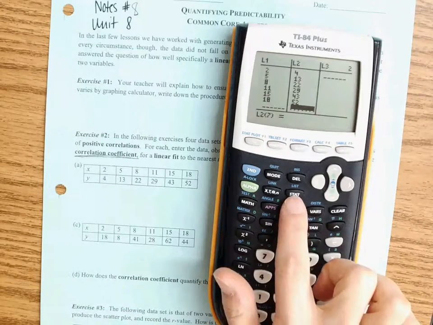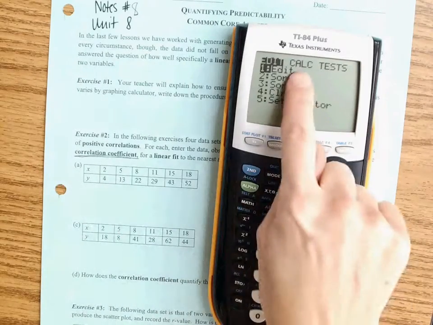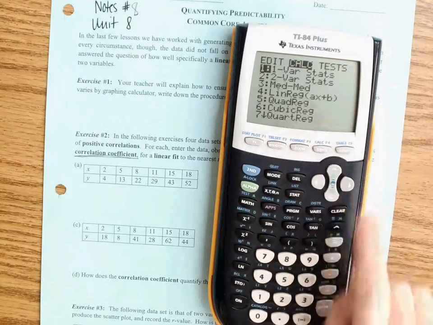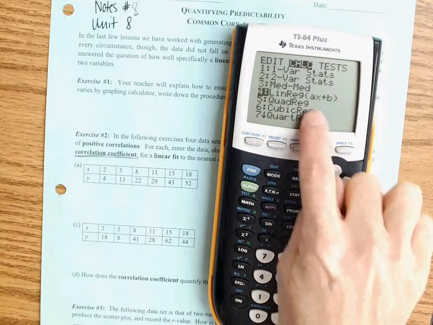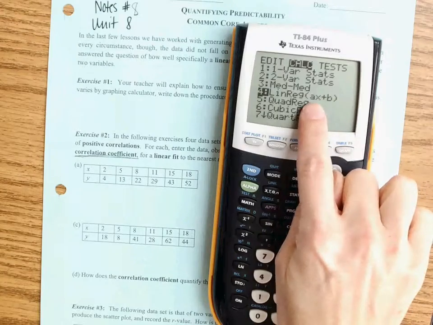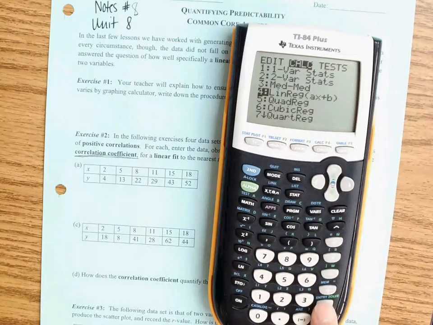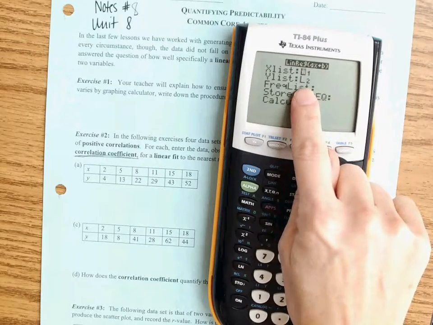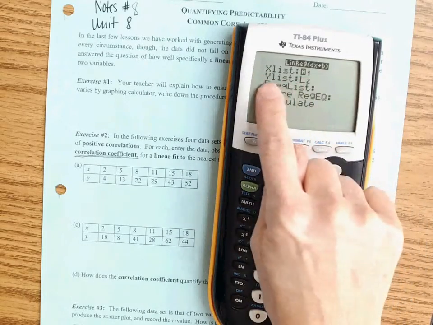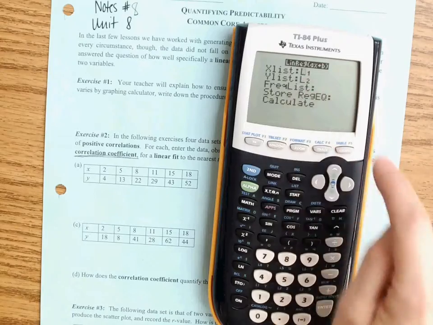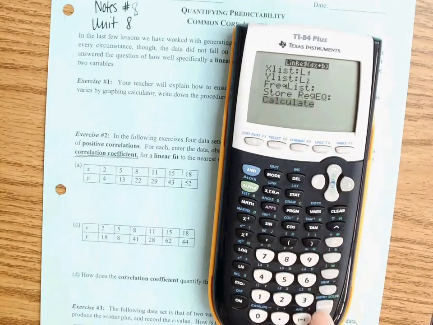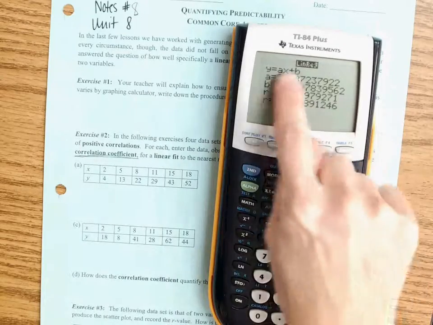We're going to go to stat, calculations over, to something called linear regression. What I want you to notice is that it's ax plus b, which is similar to mx plus b, so there is a connection there. It picks out automatically that your X must be L1 and Y must be L2, which is how we put it in. So we go down to calculate, hit enter, and it does it for us.